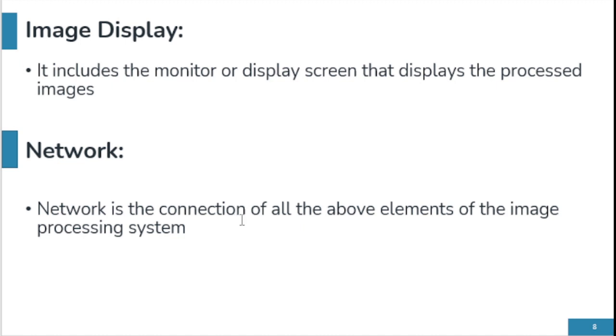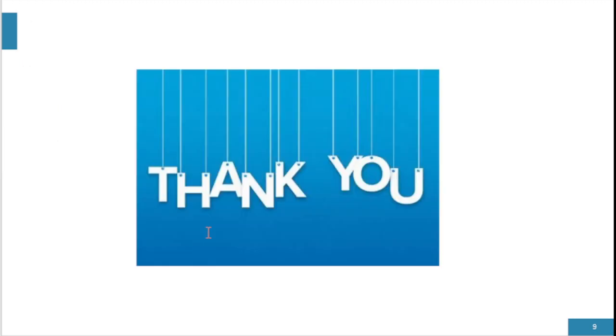Network. Network is a connection of all the above elements of the image processing system. So basically, for example, it is like a wire that is used to connect all the components that we use to work and to process the image. So these are all the components of the DIP system.